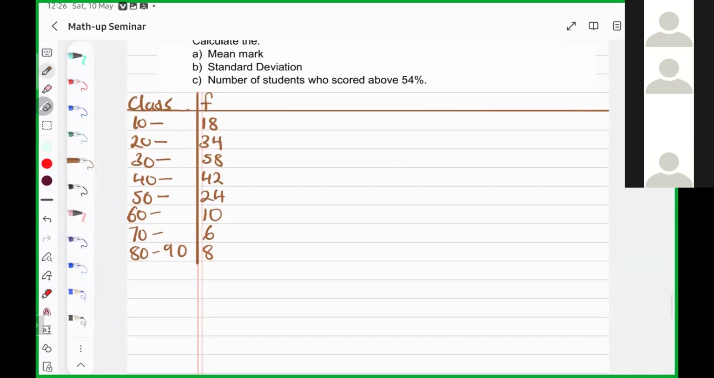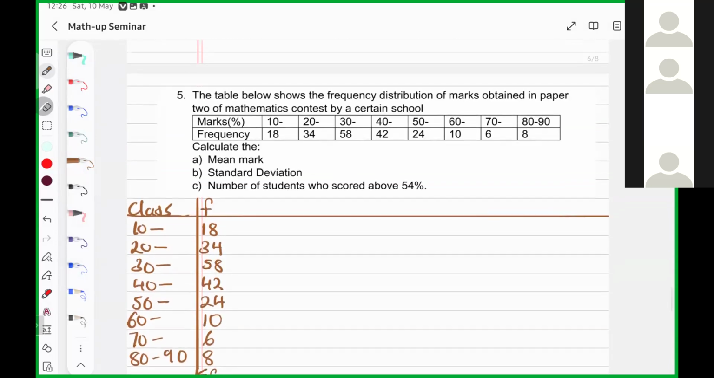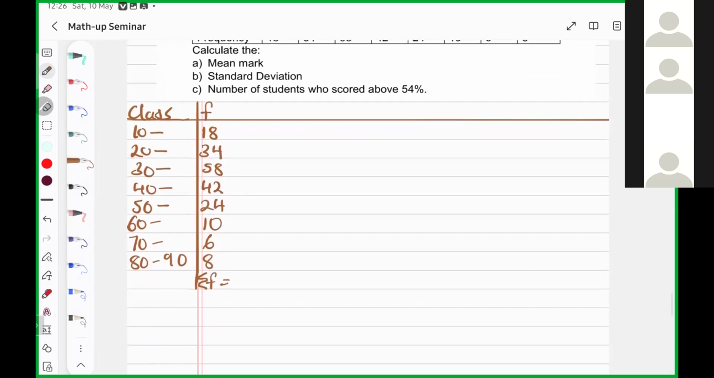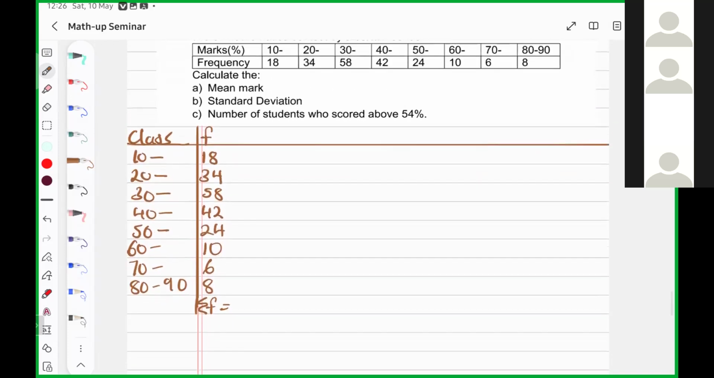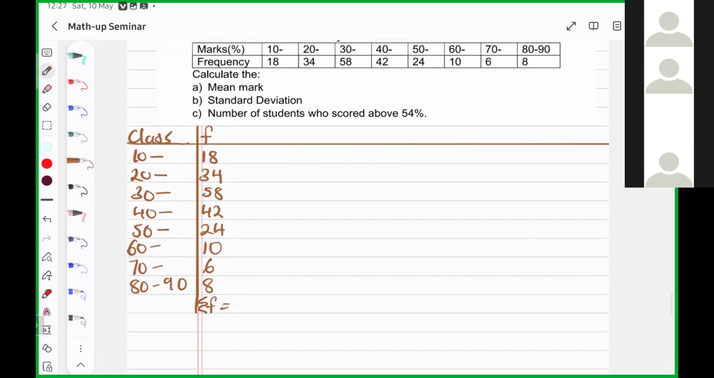And we can get the total, the summation of f. Shall we need it? Yes, we shall, to get the mean. If you sum up those values, let me use my calculator here. 18, 34, 58, 42. Yeah, it gives me a total of 200.